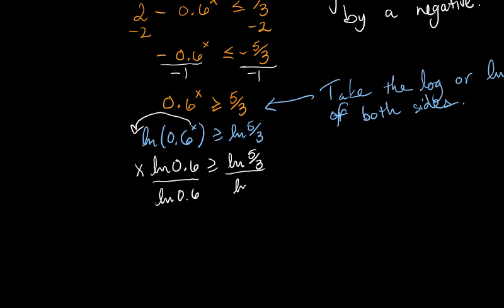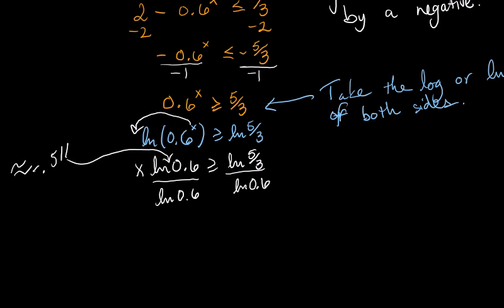Here's the key thing. You and I don't know what the natural log of 0.6 is. We definitely need a calculator to do that. And if you were to look in the calculator as to how much the natural log of 0.6 is, you would find that it's a negative number.